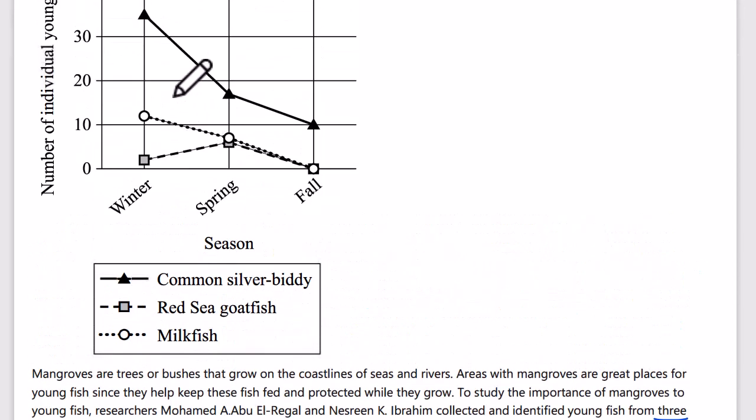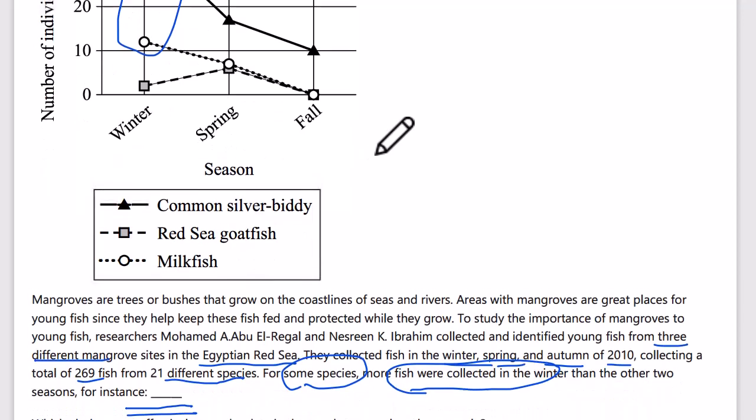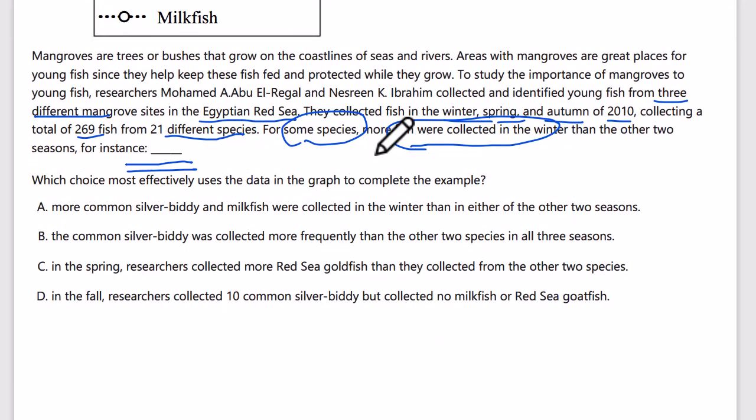So for some species, more fish were collected in the winter than the other 2 seasons. Okay, well, actually, the winter is here, so there were more fish collected by these 2. So it would have been the common silver buddy and the milkfish. More of those were collected than in any of the other 2 seasons. So more common silver buddy and milkfish were collected in the winter than in either of the other 2 seasons. That looks pretty good. I'm going to hold on to that.